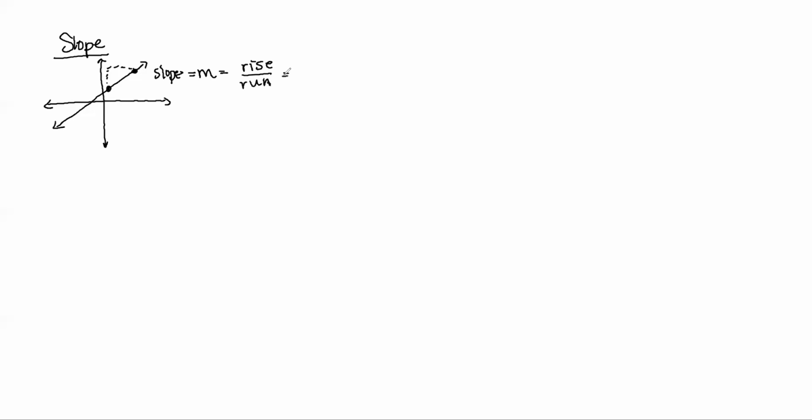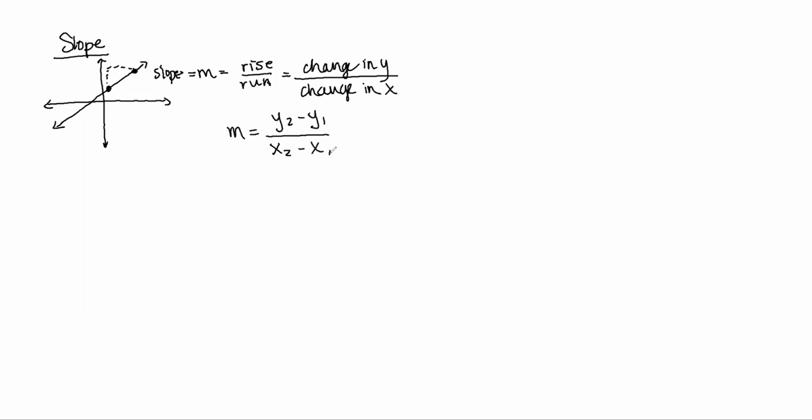And this is the same thing as finding the change in your y, so your vertical change, over your change in your x, your horizontal change. And then the formula that we should all have down, hopefully, is slope. So m equals y2 minus y1 over x2 minus x1.